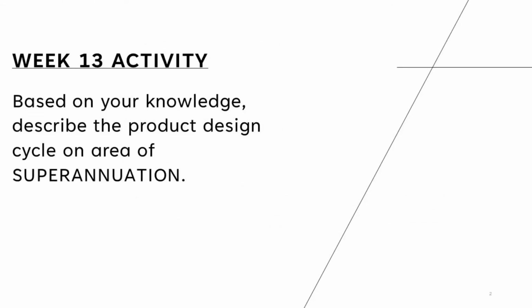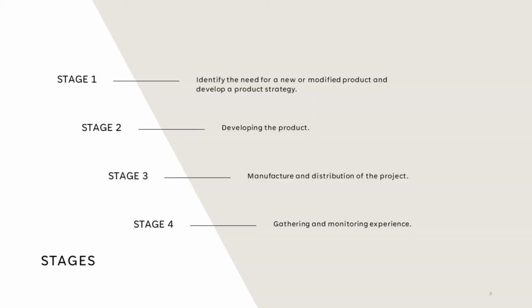The question for 13 is, based on your knowledge, describe the product design cycle in the area of superannuation. There are 4 stages in the product design cycle. Stage 1 is identify the need for a new or modified product and develop a product strategy. Stage 2 is developing the product. Stage 3 is manufacture and distribution of the product, and stage 4 is gathering and monitoring experience.